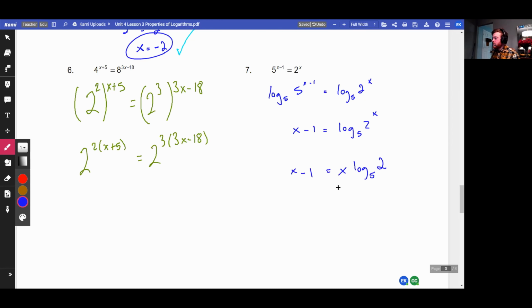Over here, x minus 1 is equal to x log base 5 of 2. Oh, log base 5 of 2, that's just a number. That's 5 to the something gives me 2. 5 to the, probably like 1/2-ish, because 4 to the 1/2 gives me 2. So 5 to the 1/2. So I'm actually going to write that as a number in front of my x. Subtract to the other side.